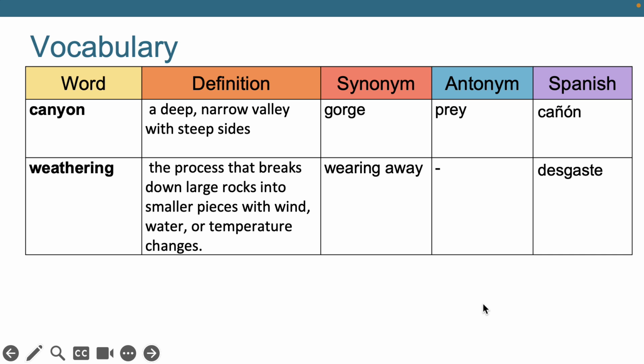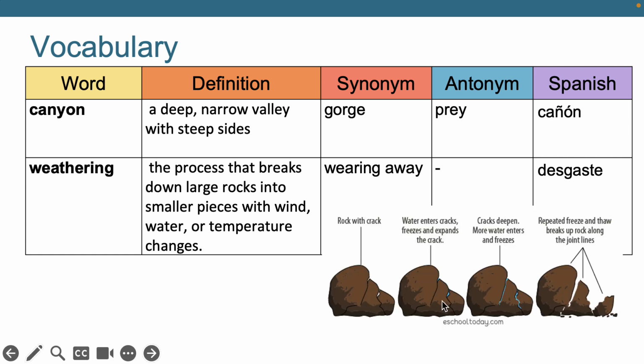Our next vocabulary word is weathering. Weathering is the process that breaks down large rocks into smaller pieces with wind, water, or temperature changes. A synonym would be wearing away. Y en español decimos desgaste. And if we look at this picture, boys and girls, this is a great way to understand how weathering works.